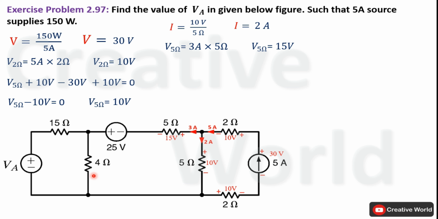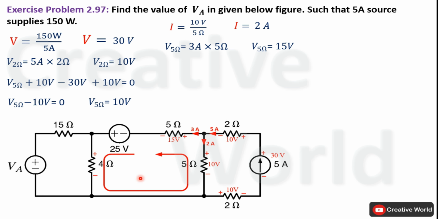Now in order to calculate voltage across this 4 ohm resistance, we will apply Kirchhoff's voltage law inside this closed loop. For that purpose, we will assume the direction of current in counterclockwise. Start writing KVL equation for this closed loop. Start from here, current entering terminal is negative, so 25 volt will be taken with negative sign. Next, current entering terminal is positive, so voltage across 4 ohm resistance will be taken with positive sign. Next, current entering terminal is negative, so 10 volt will be taken with negative sign. And at the last, current entering terminal is positive, so 15 volt will be taken with positive sign.